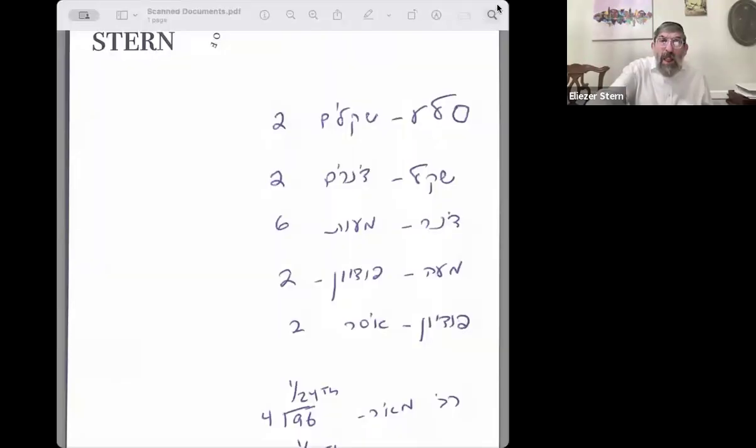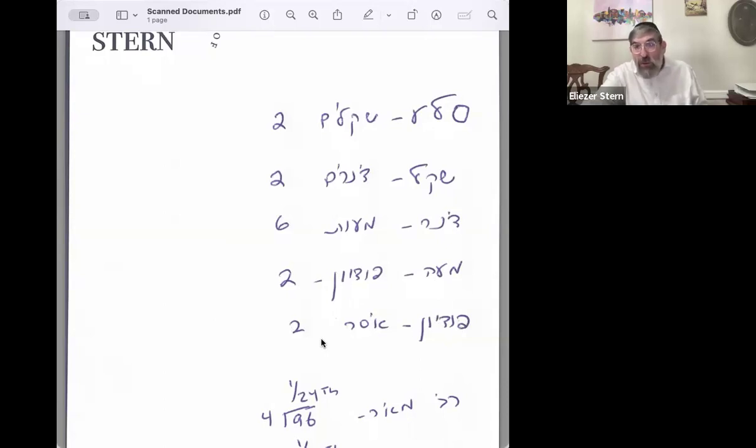Okay, let's see the chart and then we'll go through it again. We all can see this. Sela, shkalim, we can all see that. So now a sela equals 2 shkalim. A shekel is 2 dinarim. There are 6 mois in a dinar. There are 2 pudyanim in a ma, and there are 2 isarim in a pudyan. So if you do the math, 2, 4, 24, 48, 96. So there are 96 isarim in a sela, right?